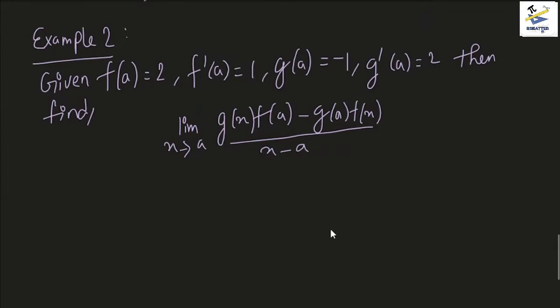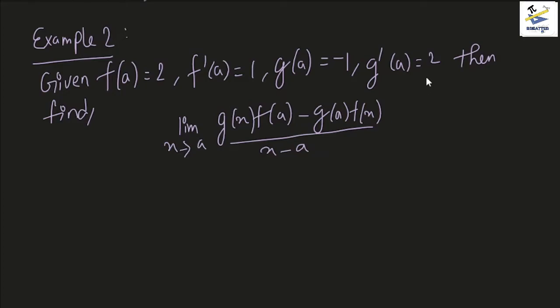So consider the problem. We are given that f and g are two functions which are at least once differentiable at the point a, and it is given that f of a is 2, g of a is minus 1, while f dash a, which means the derivative of the function f at the point a, is 1, while g dash a is 2, right?